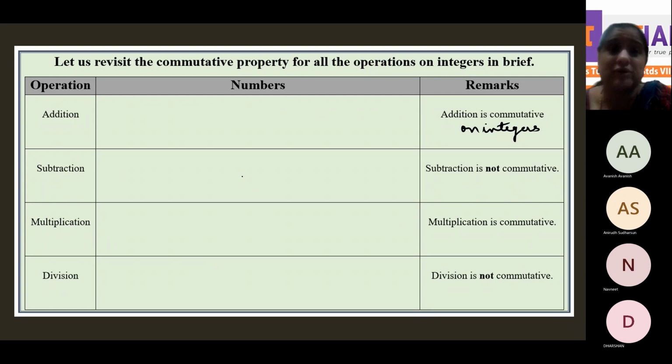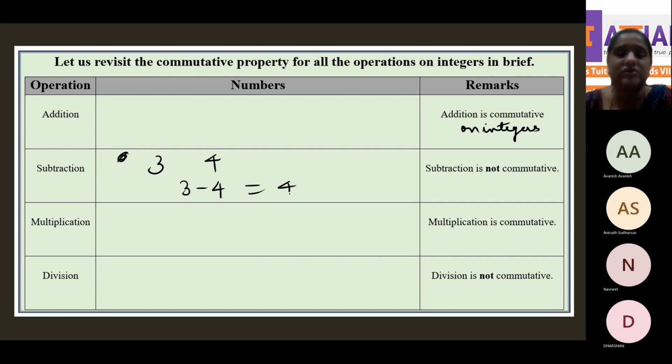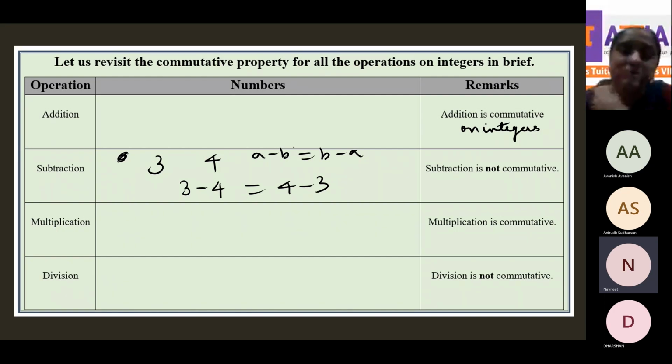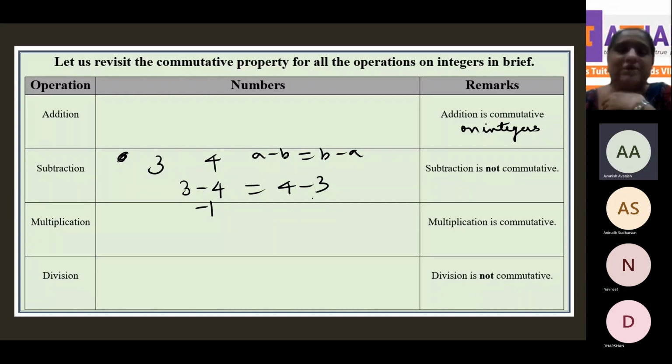It's not commutative because you will not get the same answer. Now, see here, we'll take the same examples. Say the first integer is 3 and the second one is 4. So 3 minus 4. Is it the same as 4 minus 3? That is, is A minus B the same as B minus A? No. Since 3 minus 4 is minus 1, but 4 minus 3 is 1, you don't get the same answer.